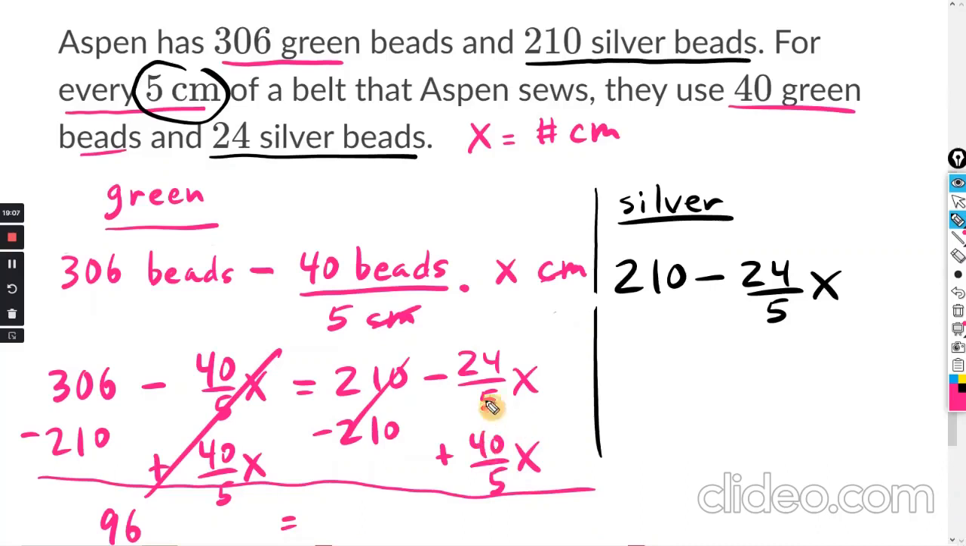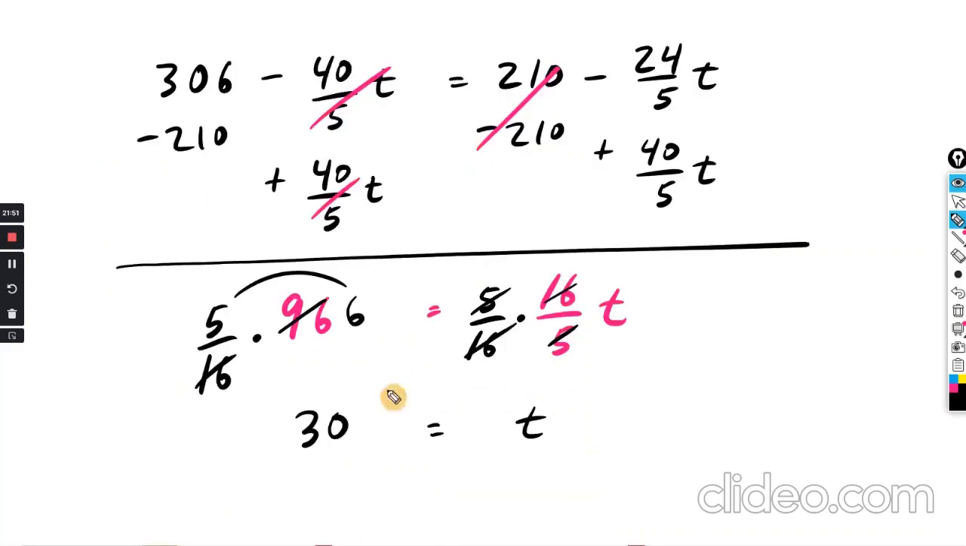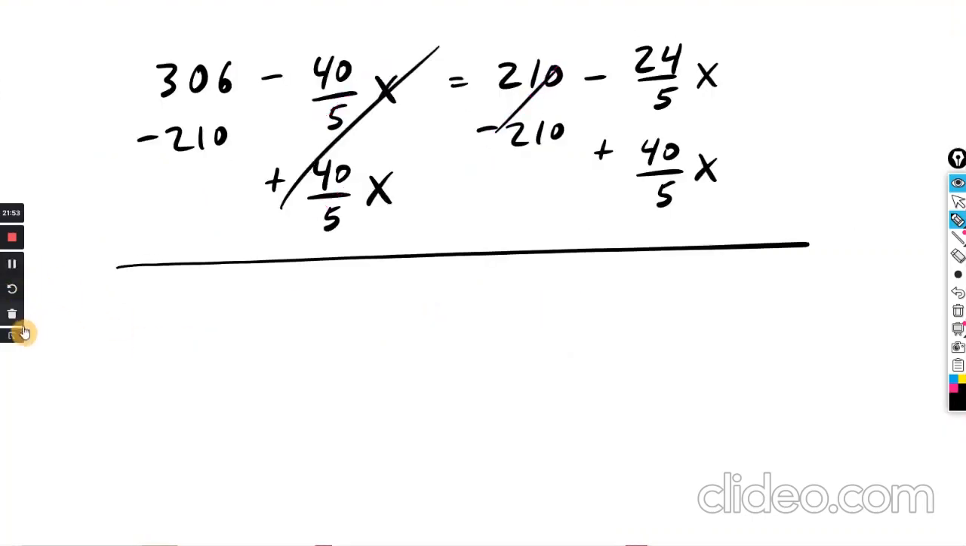We have a common denominator, so 40 minus 24 is going to be 26. Alright, I made a small mistake. The 210s cancel, the 40 fifths x cancel. 306 minus 210 is 96. Bring down the equals. And common denominator, 40 minus 24 is 16. The denominator is 5, and that's times x.